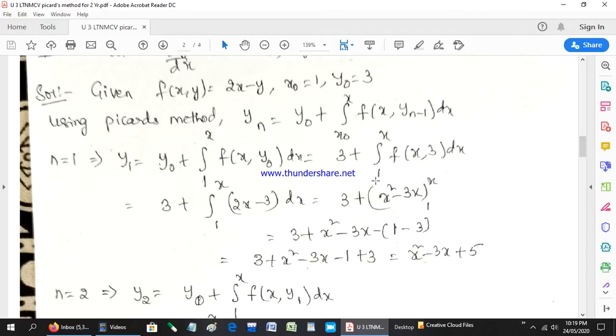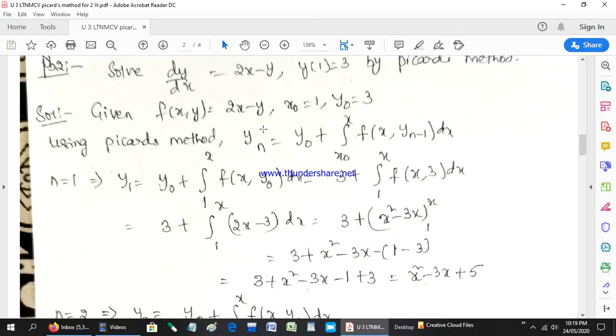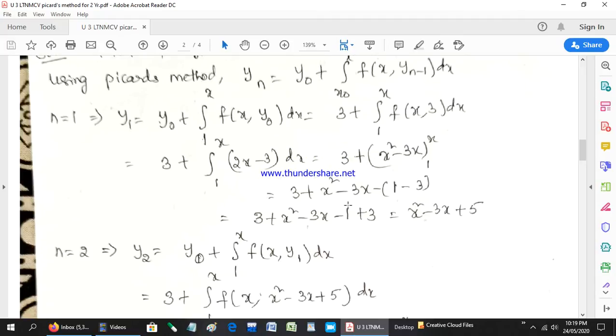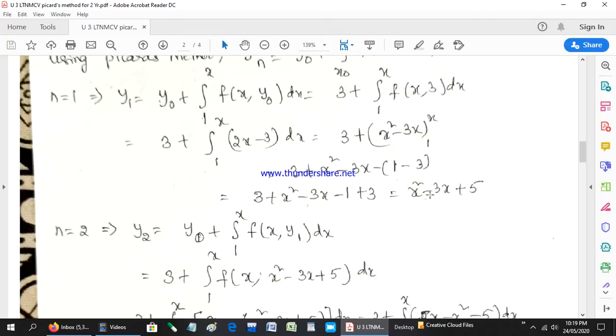Now this is f of x y where the function is 2x minus y. So in place of y substitute 3. So this is 3 plus integral 1 to x 2x minus 3 dx. So integrating this with respect to x, 3 plus x square minus 3x. So this gives the value x square minus 3x plus 5. So for n is equal to 1, this is the first approximation.